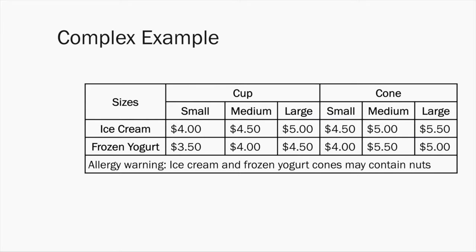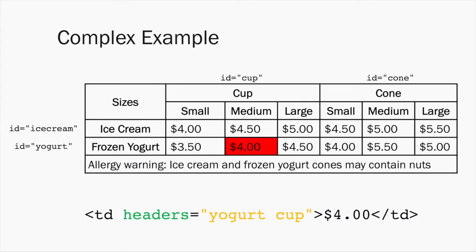For a complex example, in this case we have a bunch of column spans, row spans, and a bunch of information, it's hard for us alone to tell what information is related to what. So what we can do is we can actually give each column that has a colspan and each row its own ID. In this case, we have the cup section with an ID of cup, the cone section, ID of cone, the ice cream section and the yogurt section both have their own unique IDs. So for this cell right here that says $4, we can see that is a cup and that is yogurt.